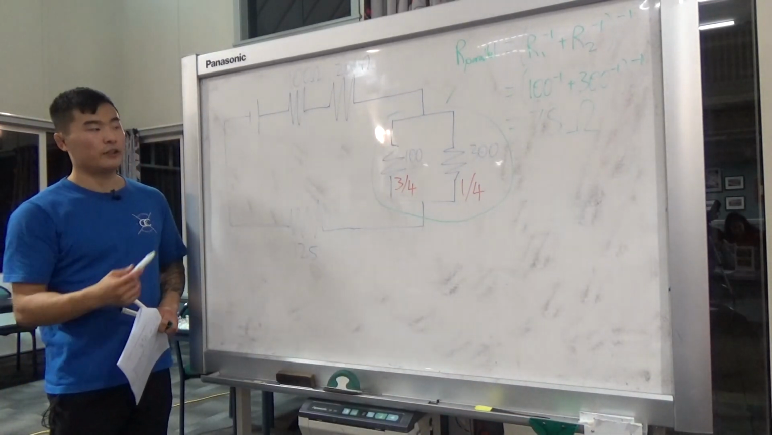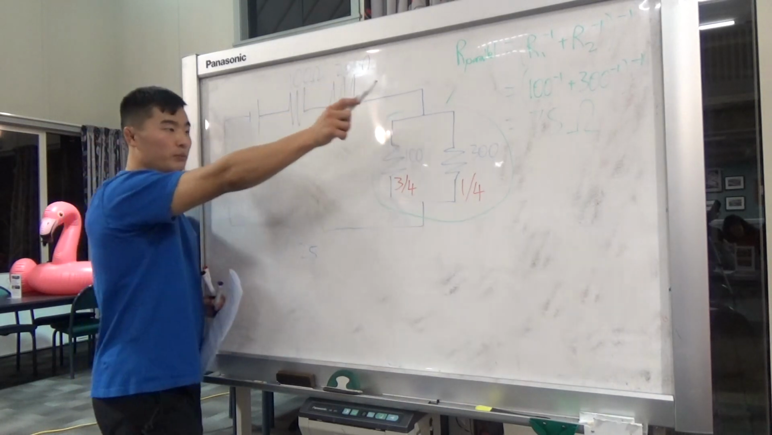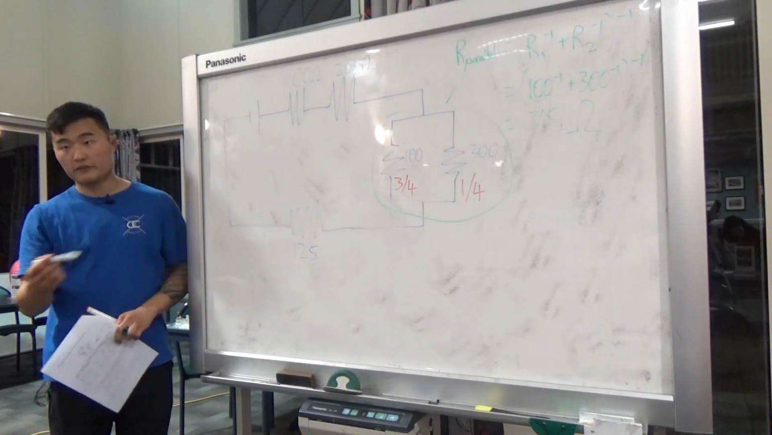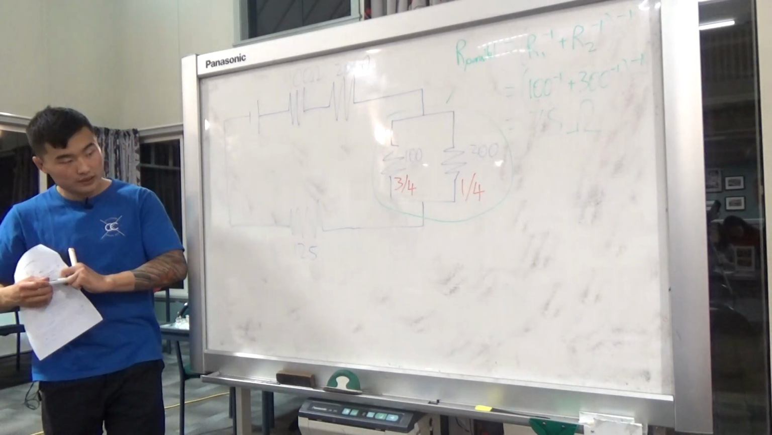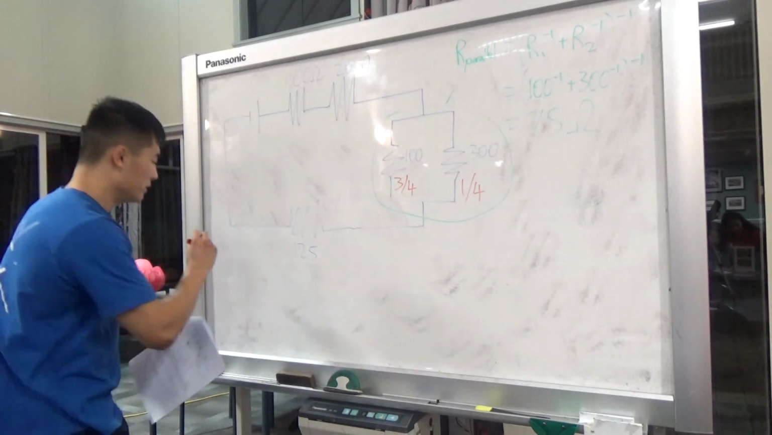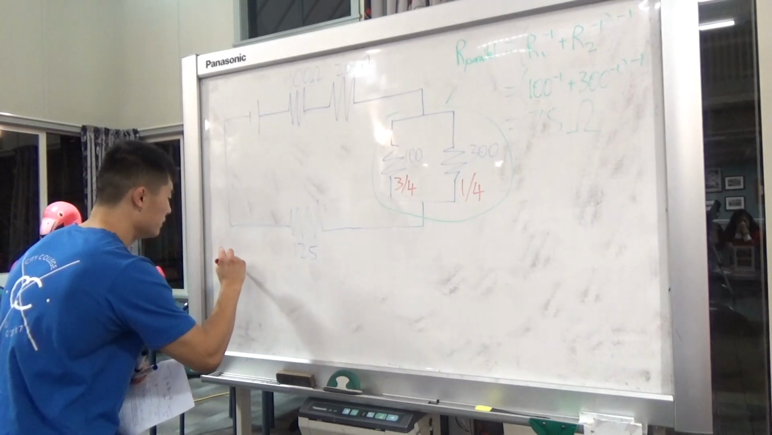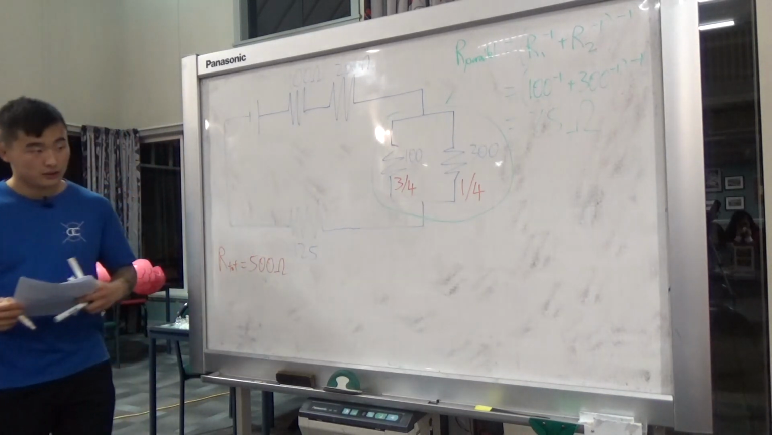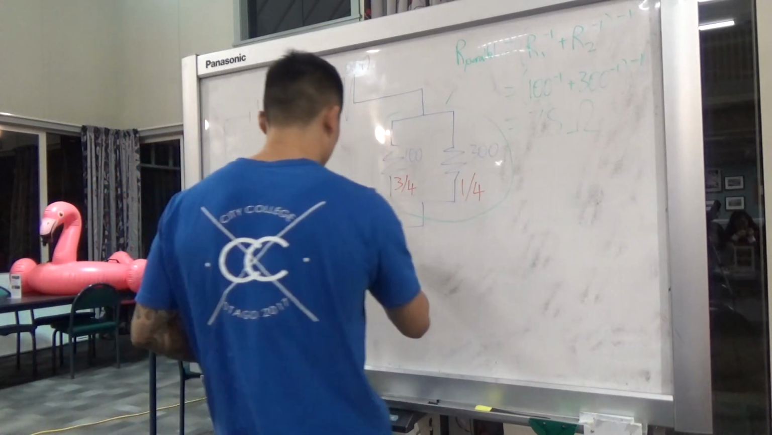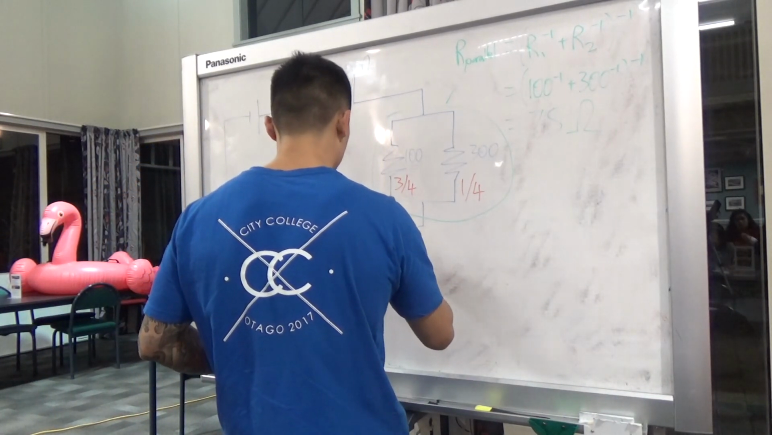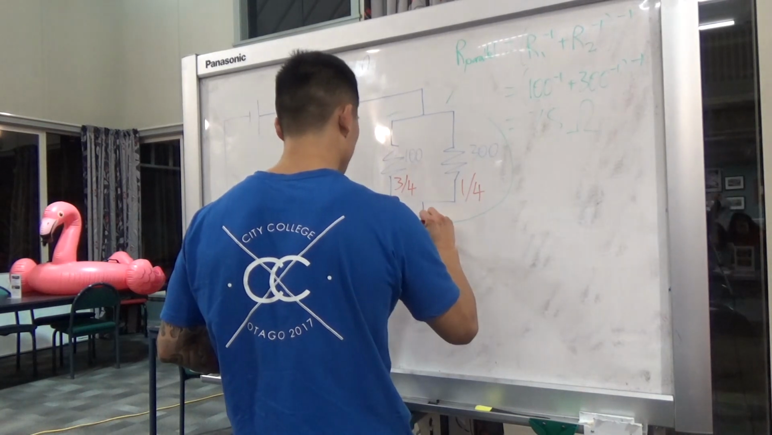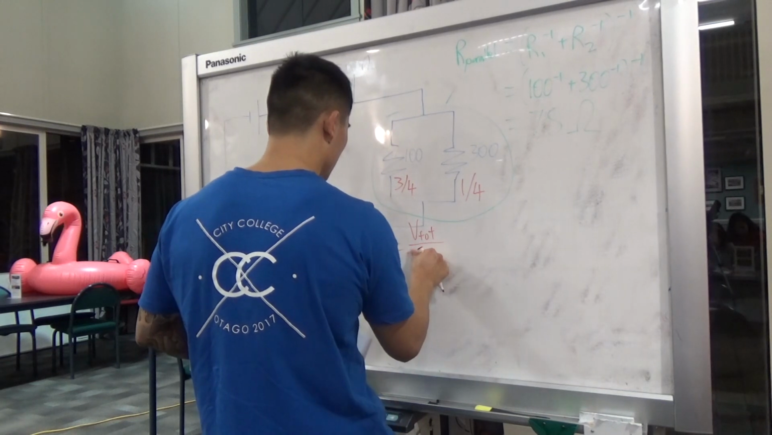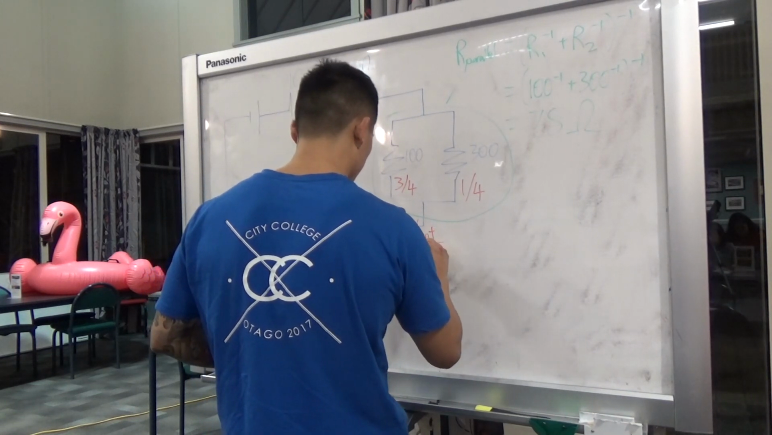Okay, so then we can add it all up. So 100 plus 200 plus 75 plus 125, that's going to give you a total resistance of 500 ohms. So R total is equal to 500 ohms. And then the total current will be equal to the total voltage divided by the total resistance.